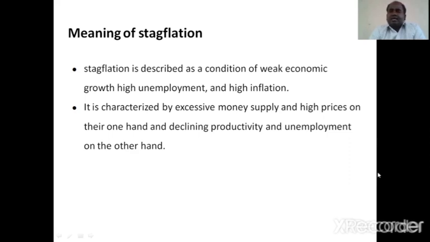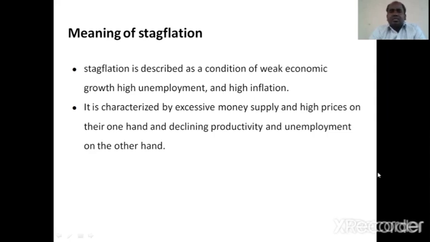Then it is characterized by excessive money supply. The supply of money is more and prices are high, but on the other hand productivity has declined and unemployment is also more. When the people have excessive money, the manufacturers will fix high prices to gain profit, but the people are unable to buy the goods. The value of purchasing power is going to decrease.